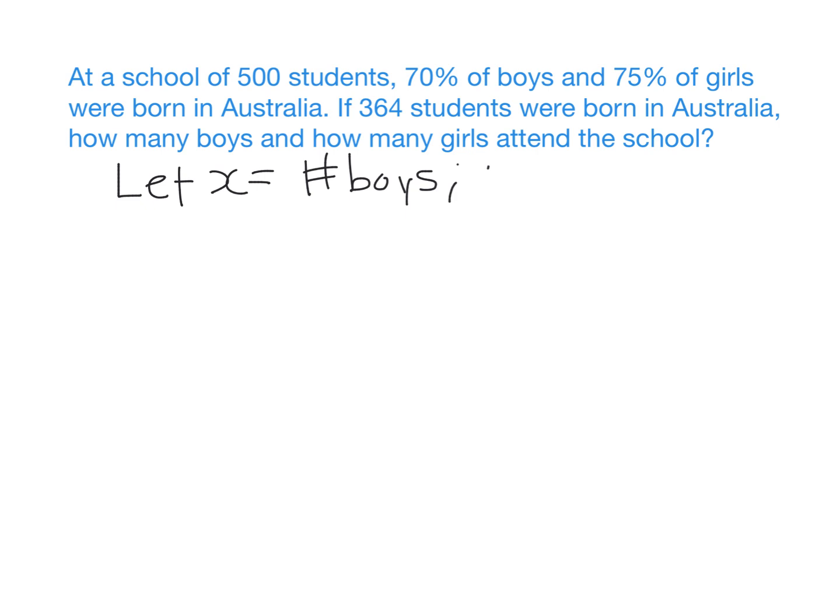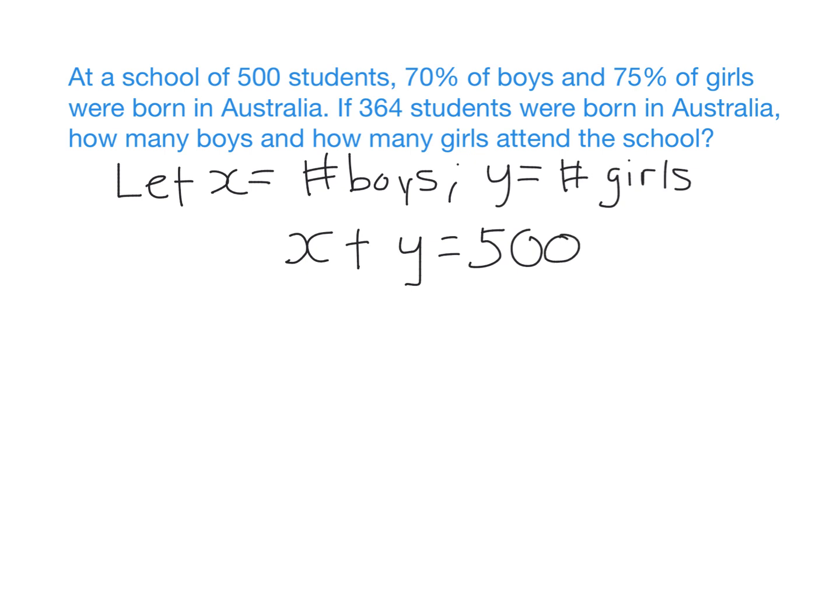So we've let x be one of the things we're trying to find. We'll let y be the other thing we're trying to find. Now we need to set up two equations from the two bits of information. First bit of information says there's 500 students. So number of boys plus number of girls is equal to 500. The next bit of information says that 70% of boys plus 75% of girls. If I take those students, I have 364 of them.